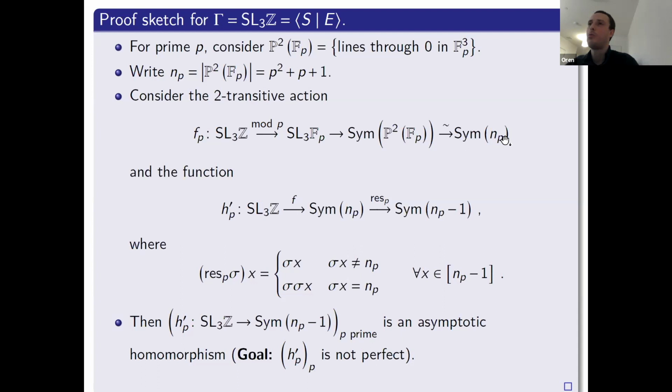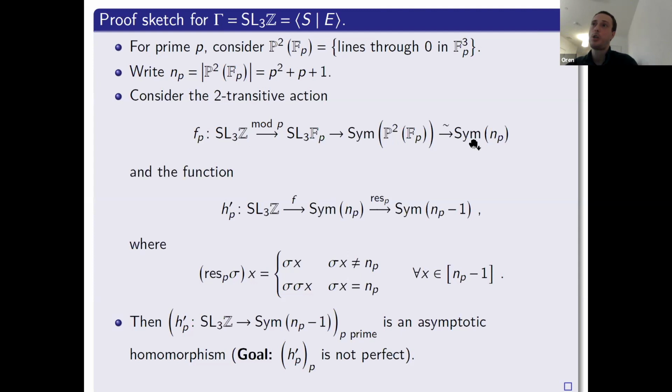I wrote here that this action is two-transitive. Remember that two-transitive means, in this case, that for every pair of distinct lines and every other pair of distinct lines, I have a single element of SL3Z that moves the first line to the first line and the second line to the second line. This is something you can easily check about this action of SL3Z on lines. But all I want you to remember is that we constructed a two-transitive action of SL3Z on the numbers 1 to NP. The particular way that we did it doesn't really matter. So this is one thing, FP, which is a true action and truly two-transitive.